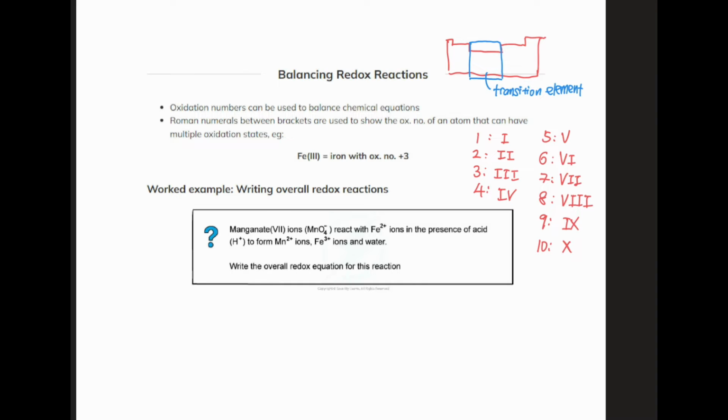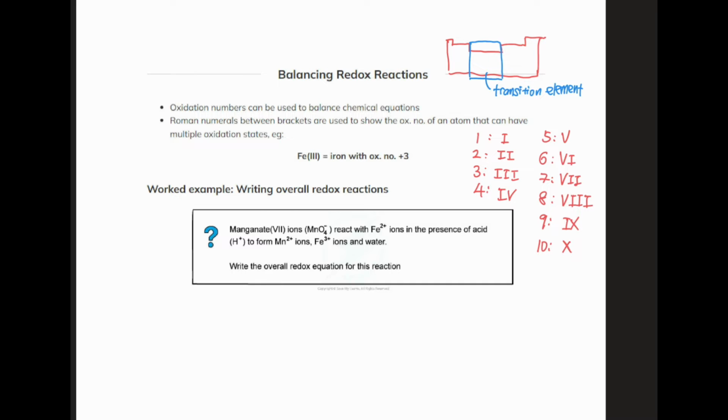Okay, now let's see example here. Writing overall redox reactions. Manganate 7 ions, MnO4 minus, react with iron 2 ions in the presence of acid H plus to form Mn2 plus ions, Fe3 plus ions, and water. Write the overall redox equation for these reactions.